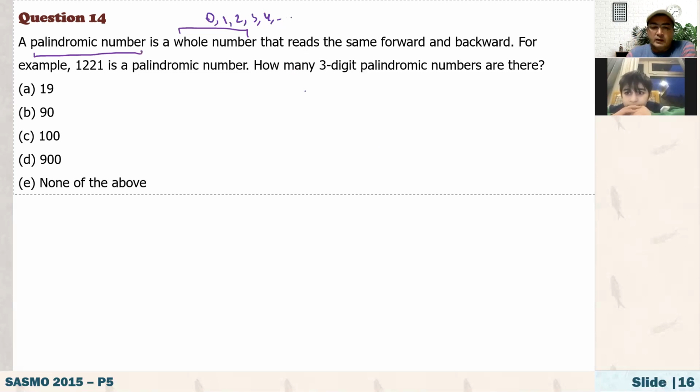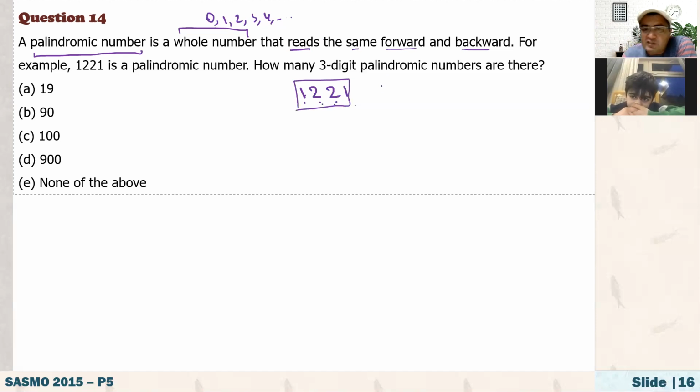The definition says that it reads the same forward and backward. That means, as you see in the question, 1, 2, 2, 1. If you read from right to left, it is 1, 2, 2, 1, and left to right, 1, 2, 2, 1. If you read from left to right or right to left, it is the same number. So such numbers are called palindromic numbers.